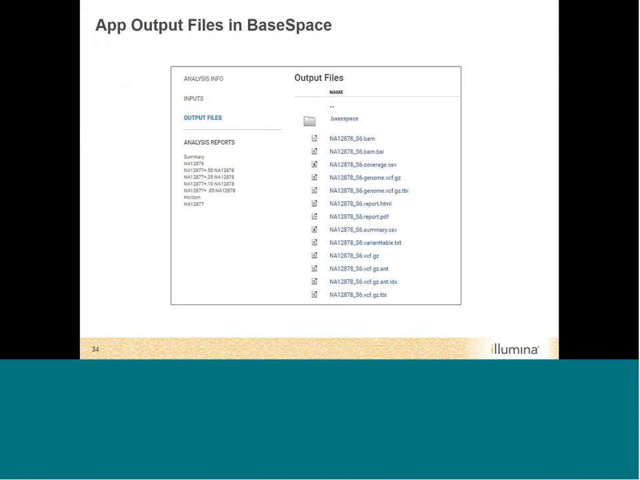And then in BaseSpace, those files can be seen here under the Output Files section. So if you remember earlier, we were under the Analysis Report section. Now we're under the Output Files. And that's where you can see listed for each sample the BAM files, coverage.csv, VCF, and other files that can be downloaded and used for further analysis.